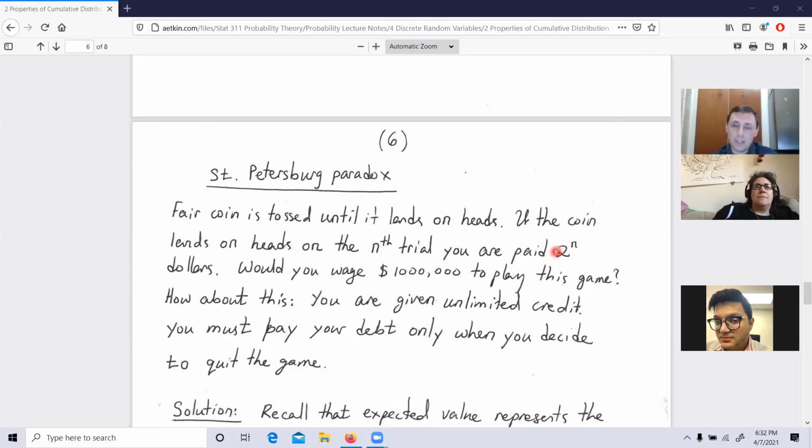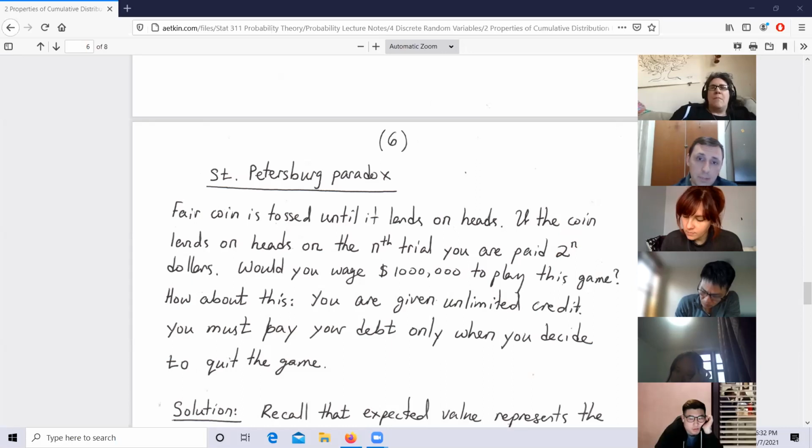Here are your payments, right? Payments are 2 to the 1, 2 to the 2, 2 to the 3, each of them minus $1 million, of course, right? It's very simple.